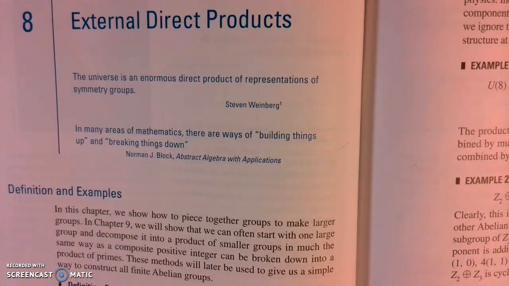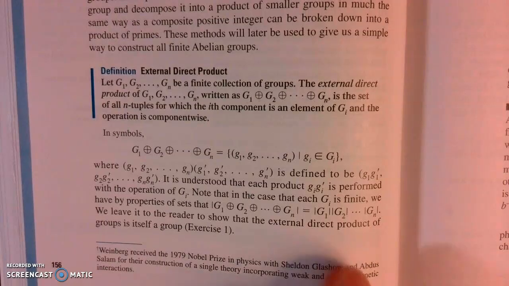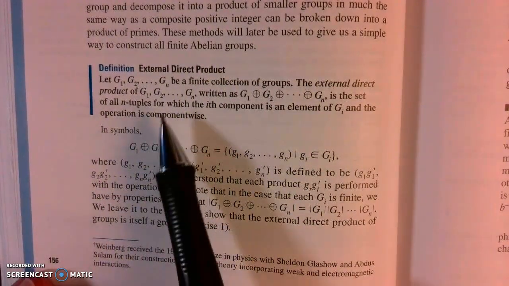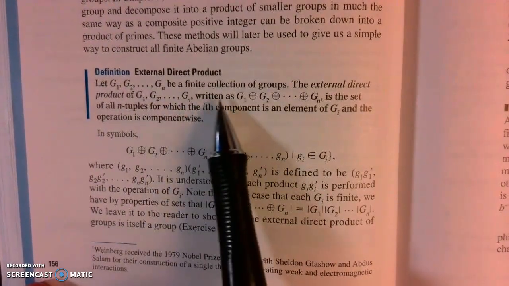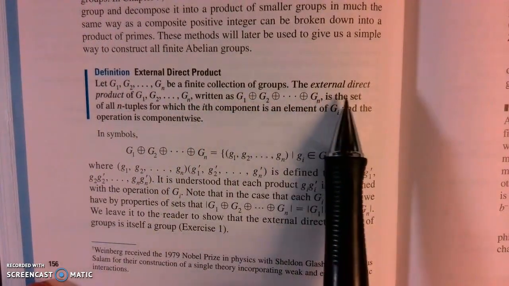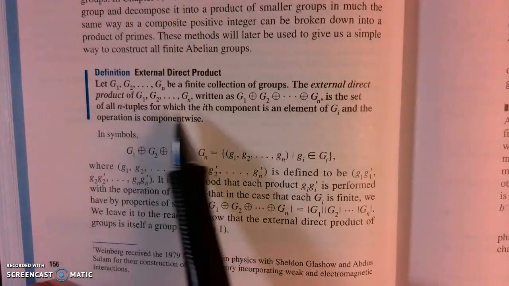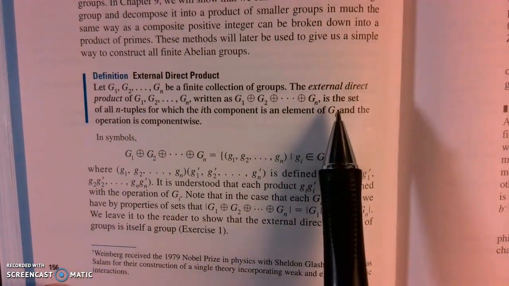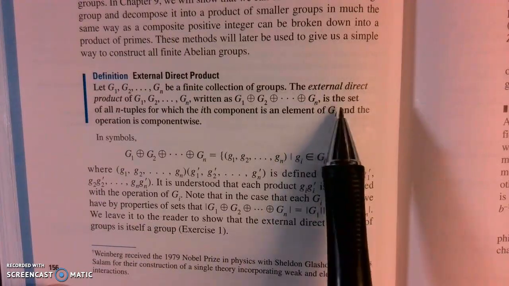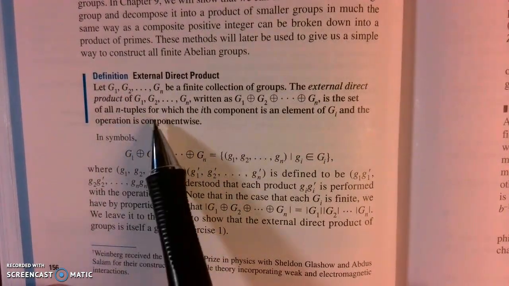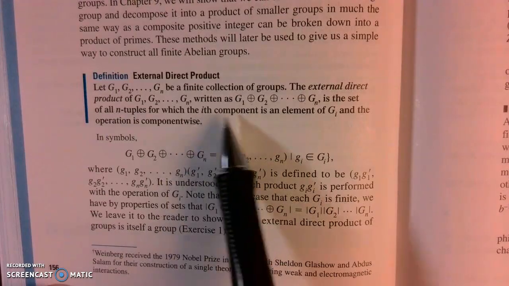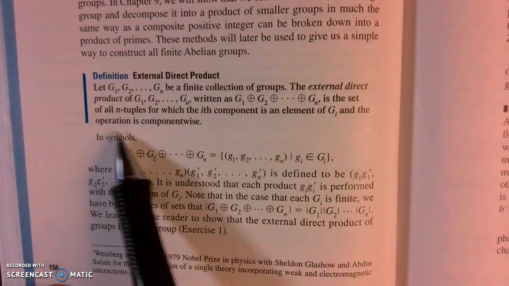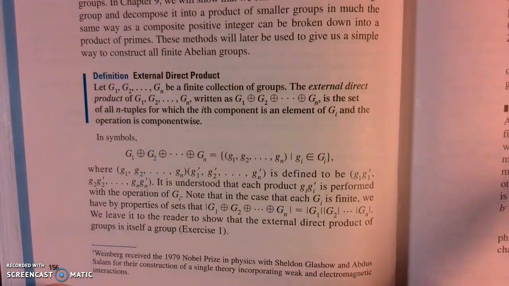External direct product. Definition. Let G1 and so on Gn be a finite collection of groups. The external direct product of these groups is written this way, and is the set of all n-tuples for which the ith component is an element of Gi, and the operation is component-wise.